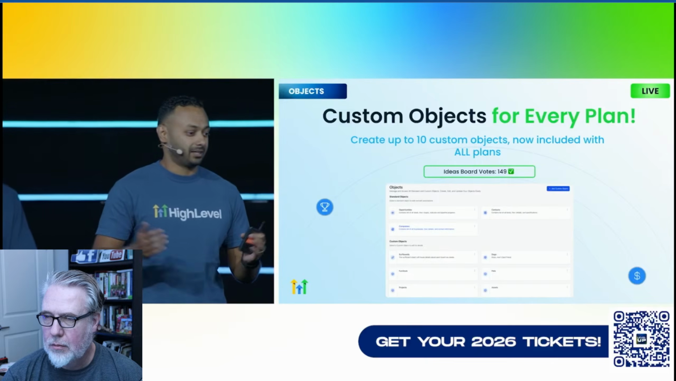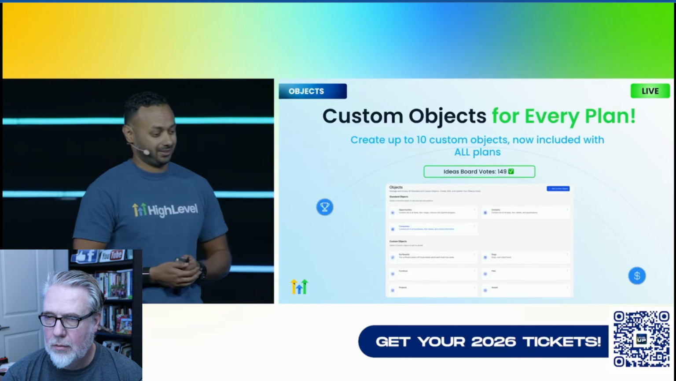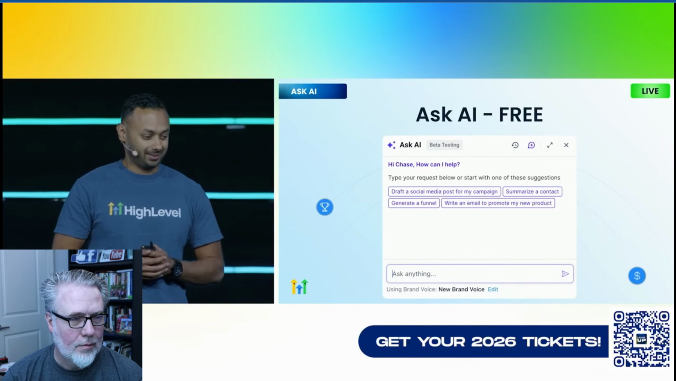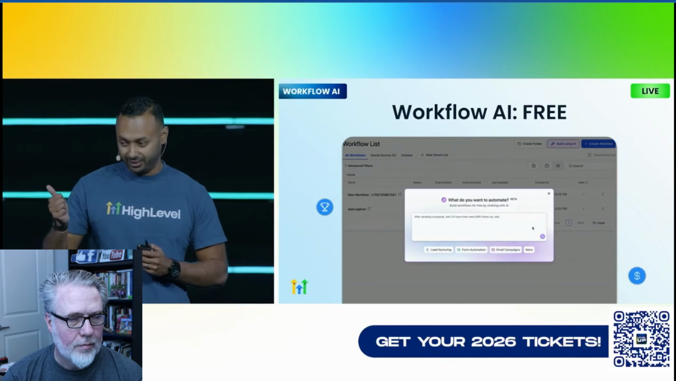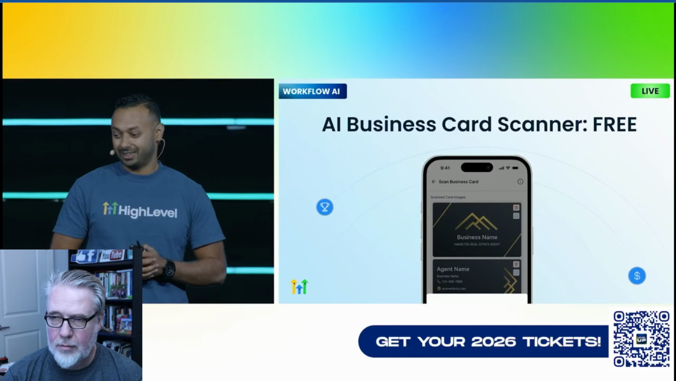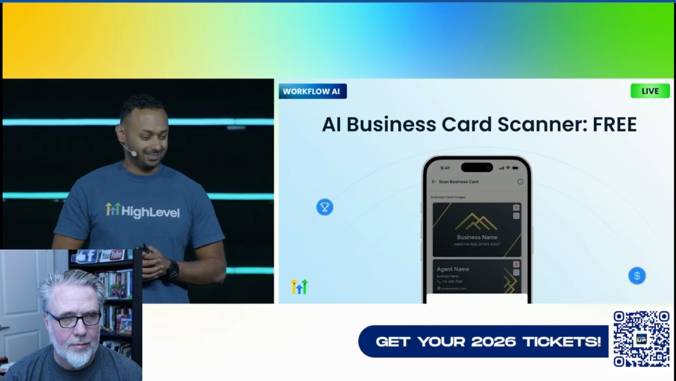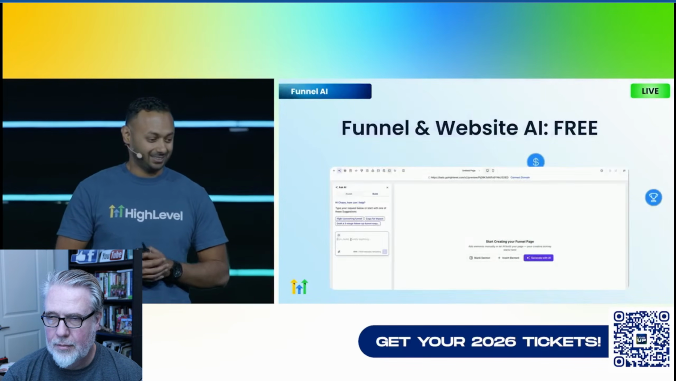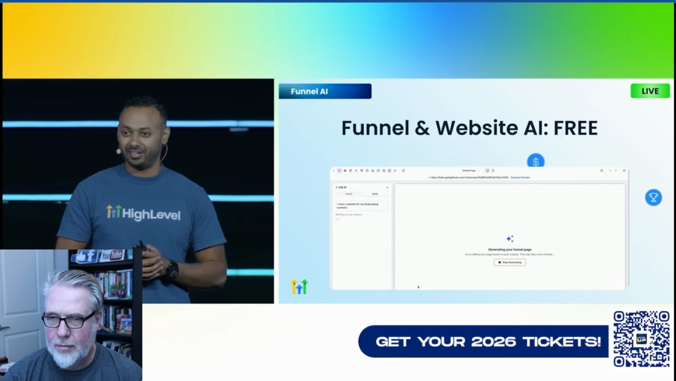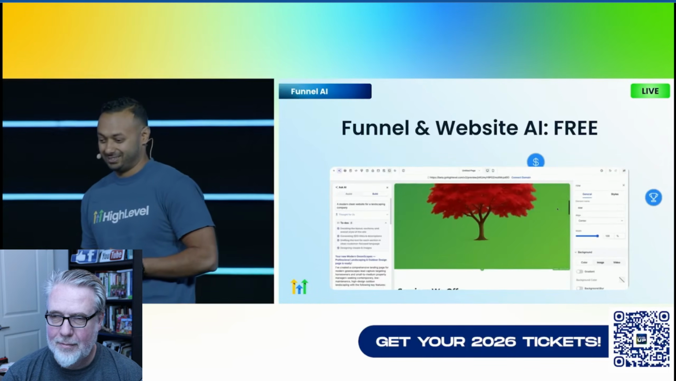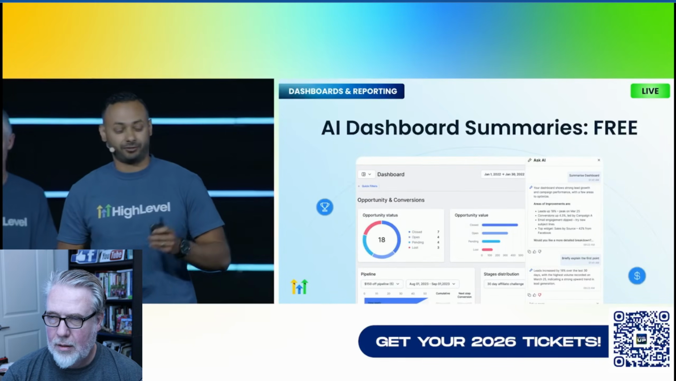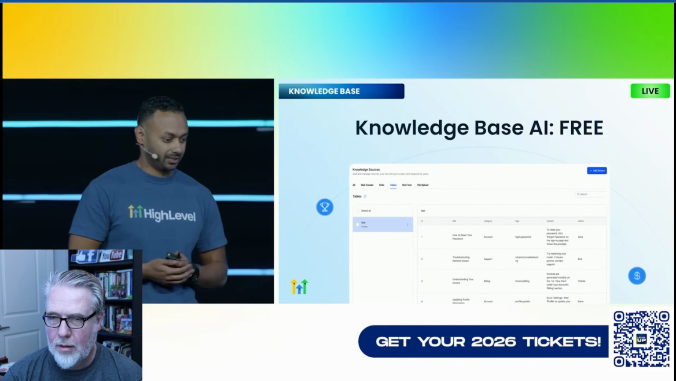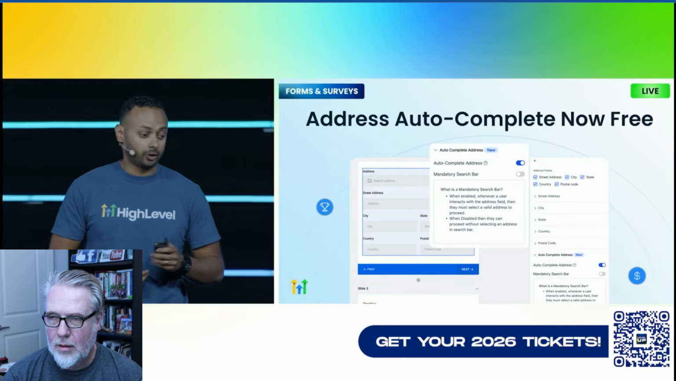Custom objects. Some of you guys leaked this, but it is available for all plans now. Ask AI, we're making that free. Workflow AI, free. The AI business scanner is free. The email builder AI is free. Funnel and website AI is free. The AI dashboard summaries are free. The knowledge base AI is also free, no storage cost there. The address autocomplete is now free.